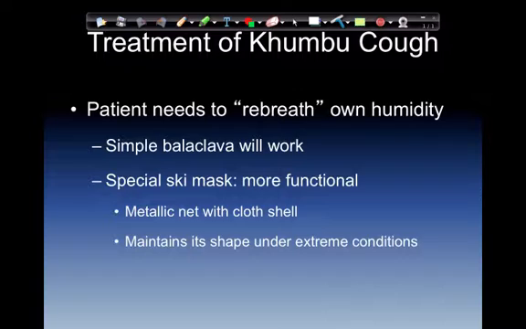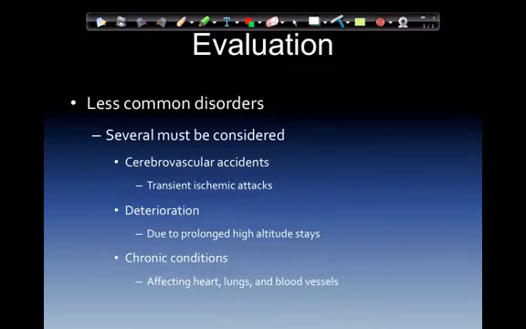The treatment of Khumbu cough: the patient needs to rebreathe their own humidity. A simple balaclava will work, and this is something that just kind of covers your face so that you breathe your own humidity. A special ski mask is more functional. Metallic net with a cloth shell maintains its shape under extreme conditions.